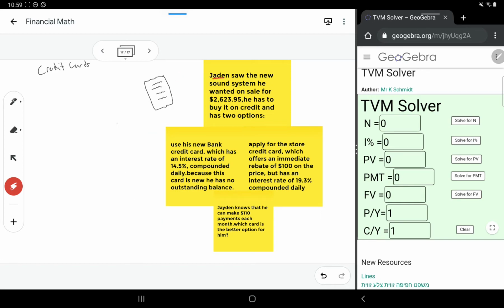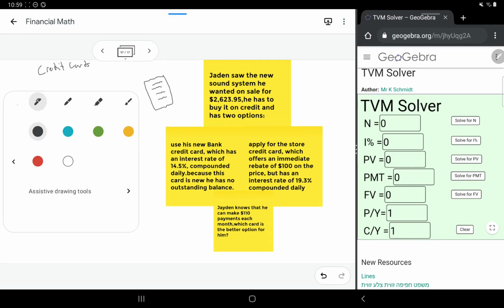Jaden here saw a new sound system that he wanted. He saw it was on sale for $2,623.95. He doesn't have that money right now, so if he wants to buy it, he has to buy it on credit. So we're going to assume that he wants to buy it, and so he's going to borrow the money from a credit card. Not always a great idea, but we'll ignore that for a moment just to talk about the math.